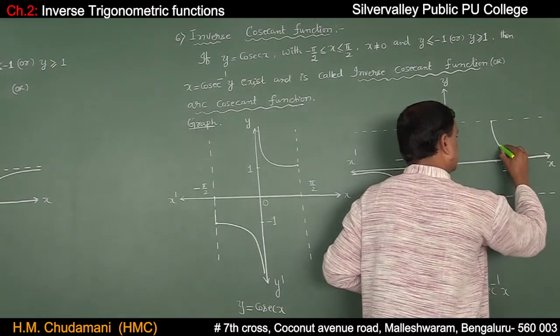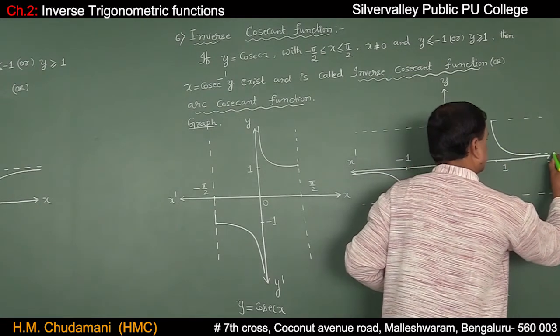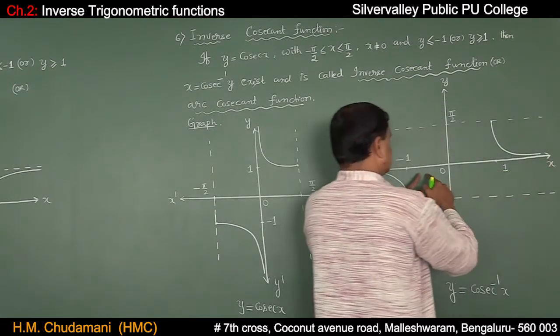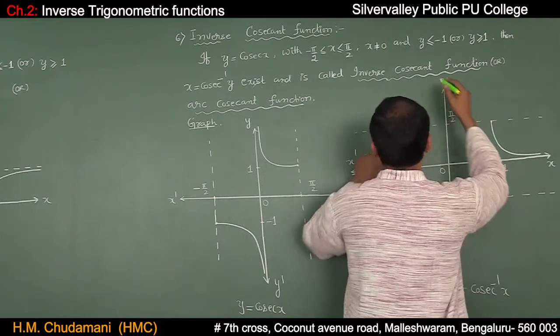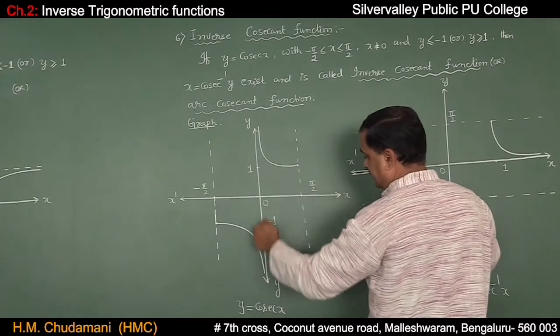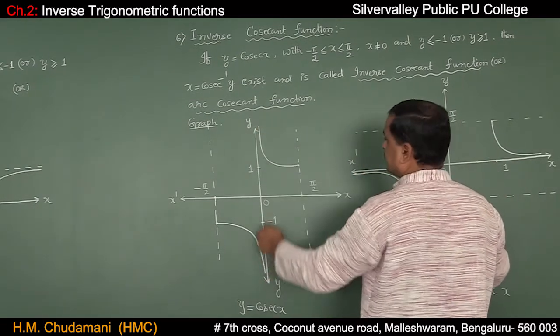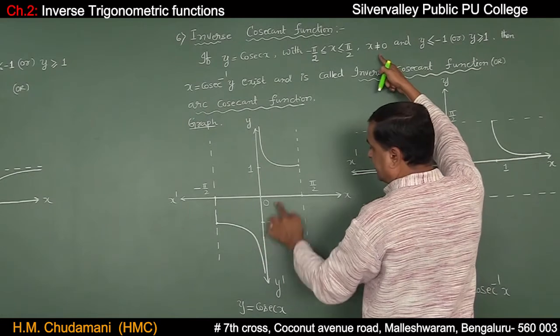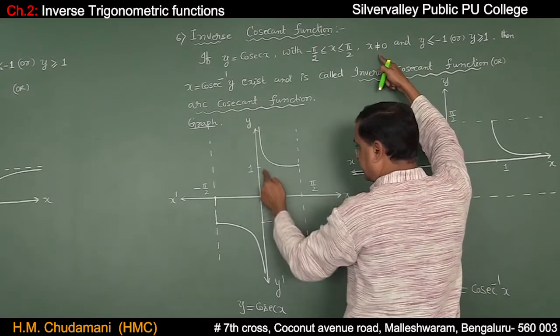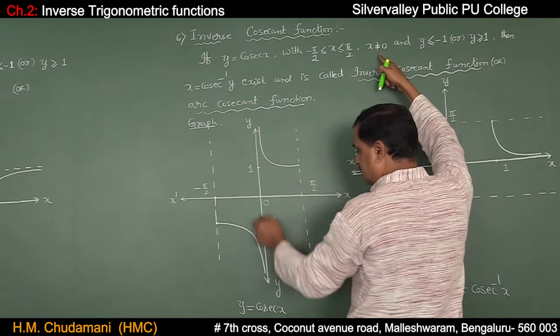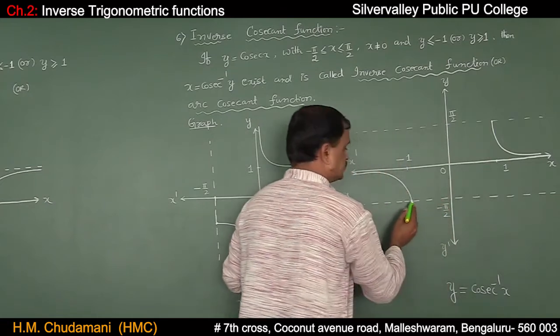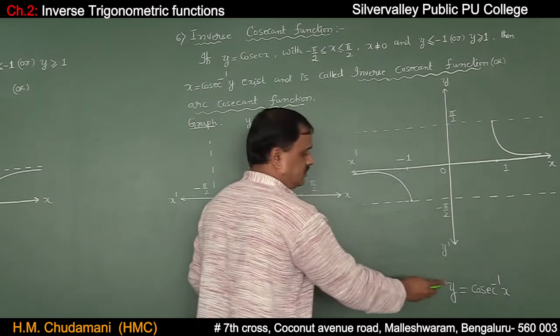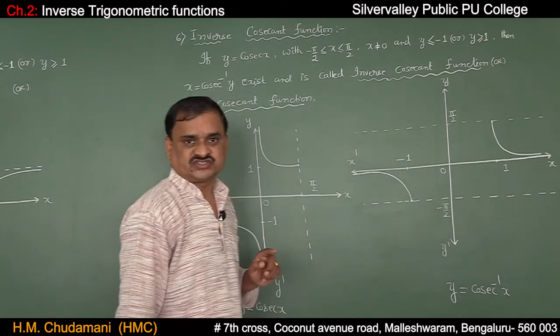1 starts here. It won't meet x-axis here. X is equal to 0 is not taken, you can see here. X is equal to 0, the curve won't meet at 0. So this is the graph of cosecant inverse x.